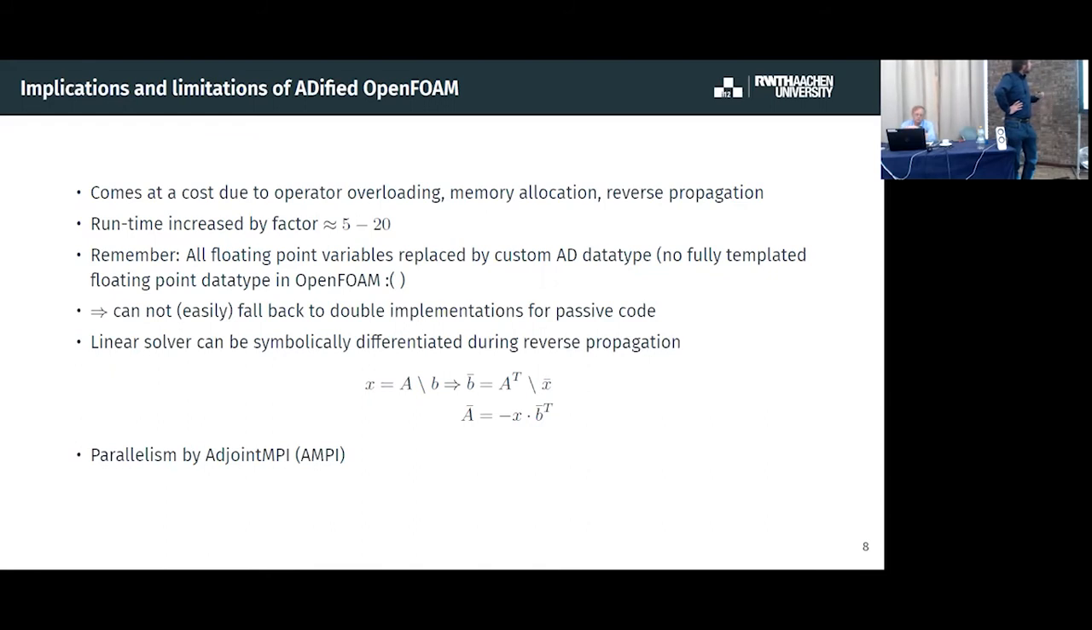So it's hard to fall back to double implementations. One crucial thing is that you don't have to differentiate through the linear solvers, because that's numerically hard. And also, if you do a lot of iterations, then this will clog up your memory pretty much. So we instead do that analytically. And we retain parallelism by adjoint MPI. There's a library called AMPI, which tackles that, so we still have the parallelism.